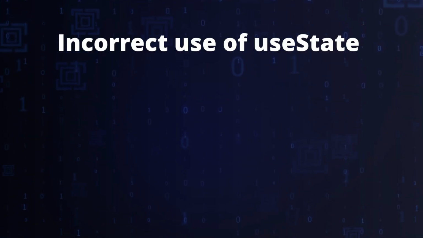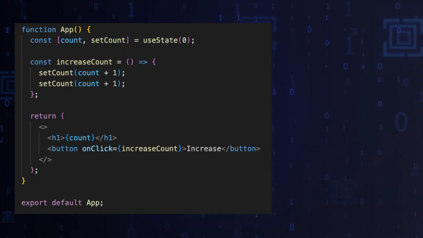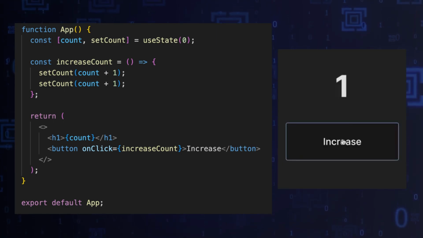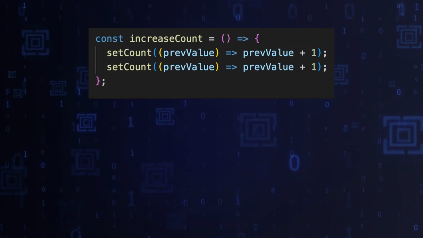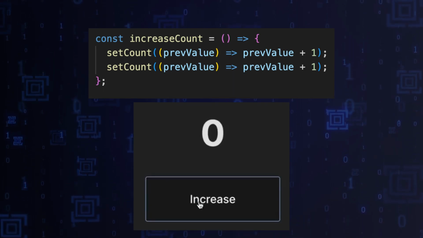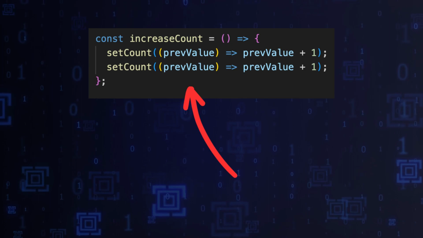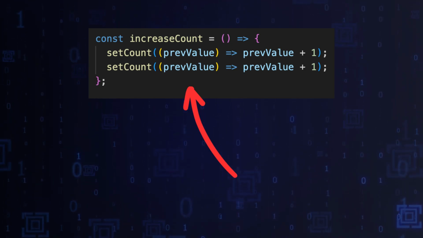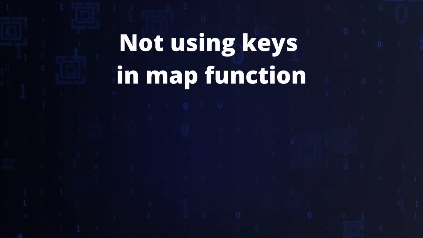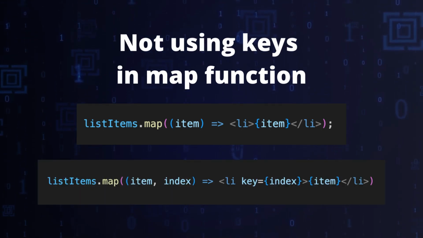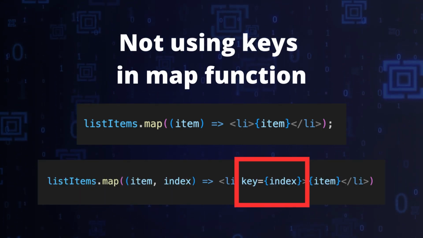The first mistake is the incorrect use of the useState hook. Juniors might try to modify the state directly, but it should be done using the previous value. You can see in this example that the hook is asynchronous and the state is not being updated by incrementing the value double time. Not using keys in mapping can cause rendering problems and stuck React applications.